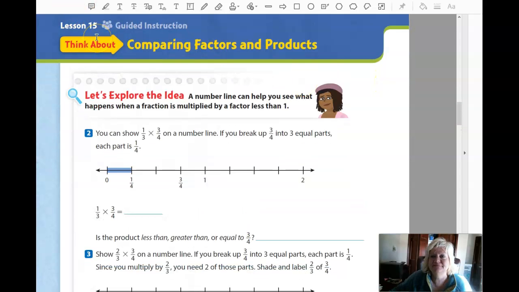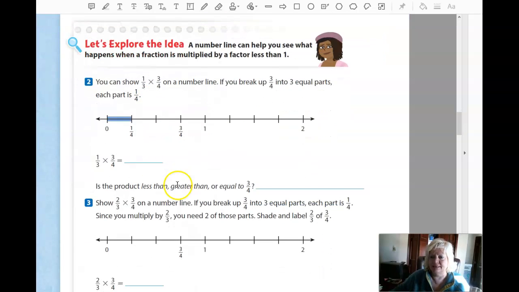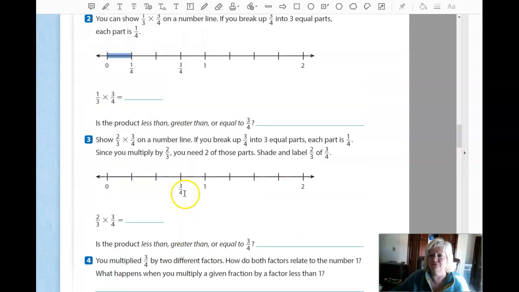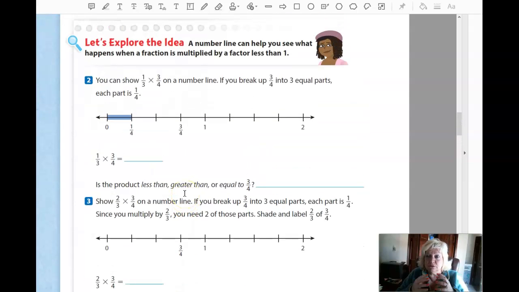Okay, we're at lesson 15, the second lesson, and it is on page 144. 144 and 145. So we are still looking at what a fraction less than 1 multiplied by a fraction less than 1 looks like, and trying to get into our head that it's going to create a fraction that's even smaller. So we have a number line now.